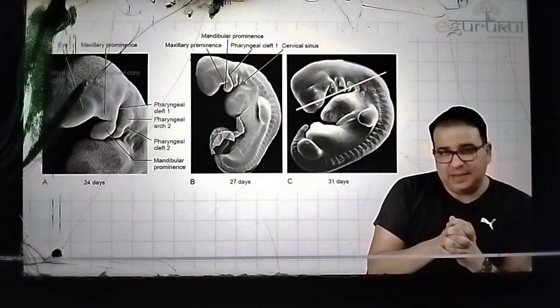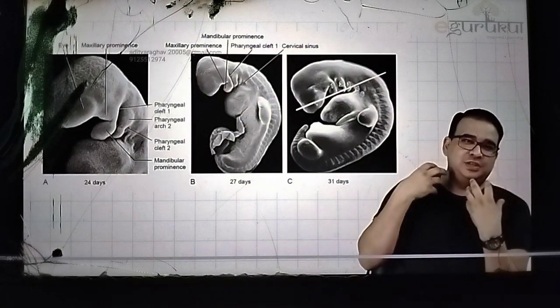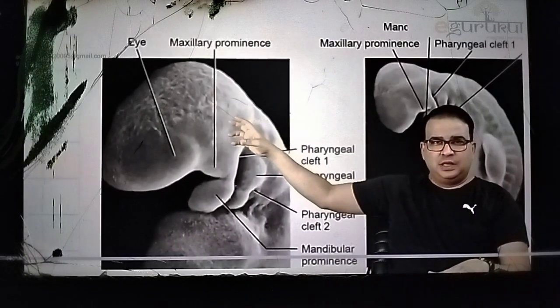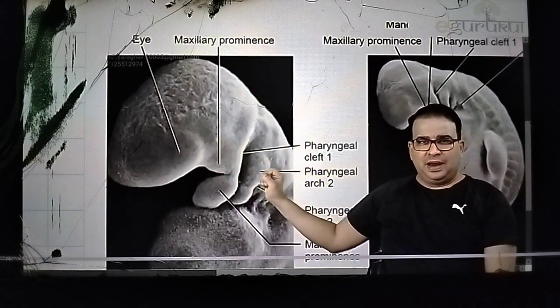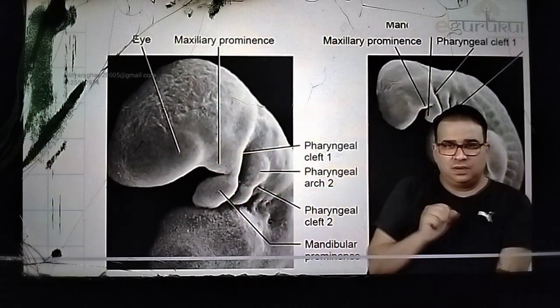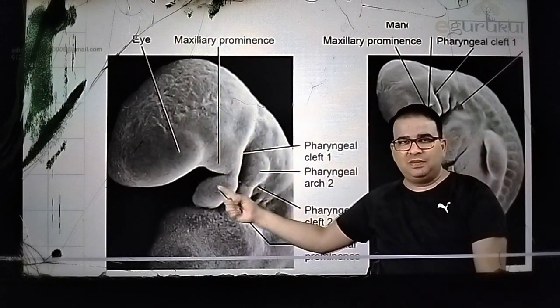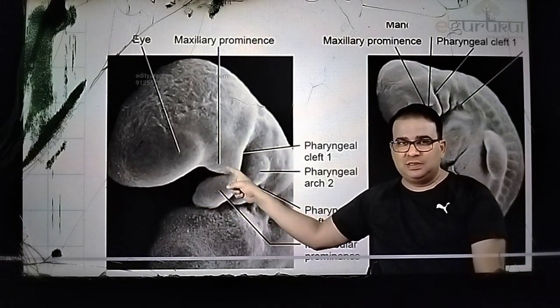Guys, the pharyngeal arches are basically an extension of the mesoderm only, in the future neck region. If you look at the first picture here, they're showing the developing eye over there, and this is the first arch. They're showing the first arch being developed. That will be the stomatodeum here, the opening of the mouth, and this is the first pharyngeal arch developing.